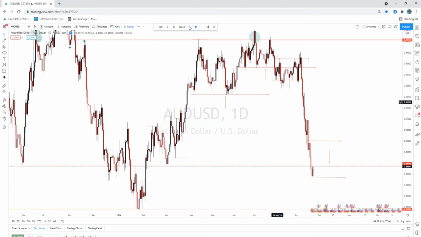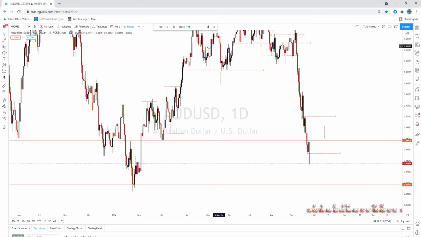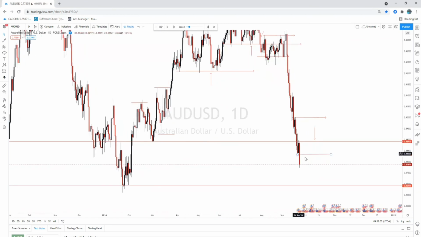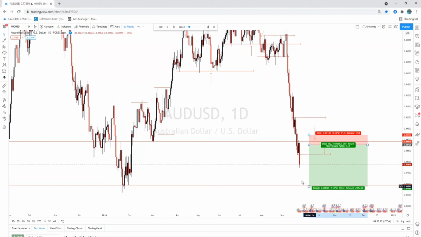Okay, let's continue. So we retested this and then we broke below, right? I'm looking for a wick movement on this level over here, but then I'm going to place a sell limit order around about this level. And I'm going to take my profits here.